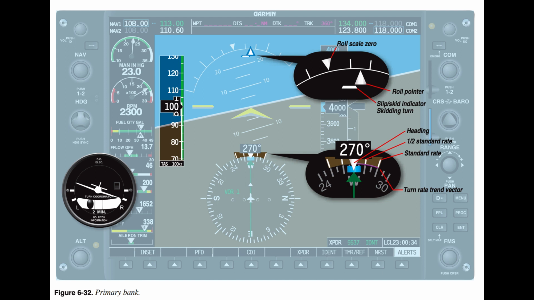The slip/skid indicator is the primary instrument for yaw. It is the only instrument that can indicate if the aircraft is moving through the air with the longitudinal axis of the aircraft aligned with the relative wind.